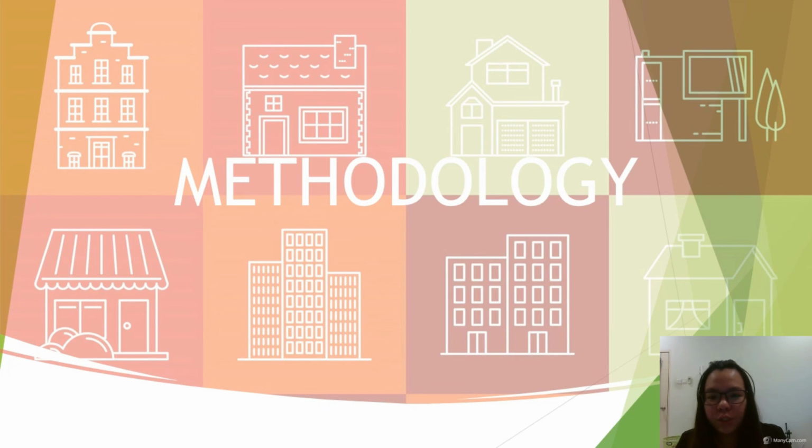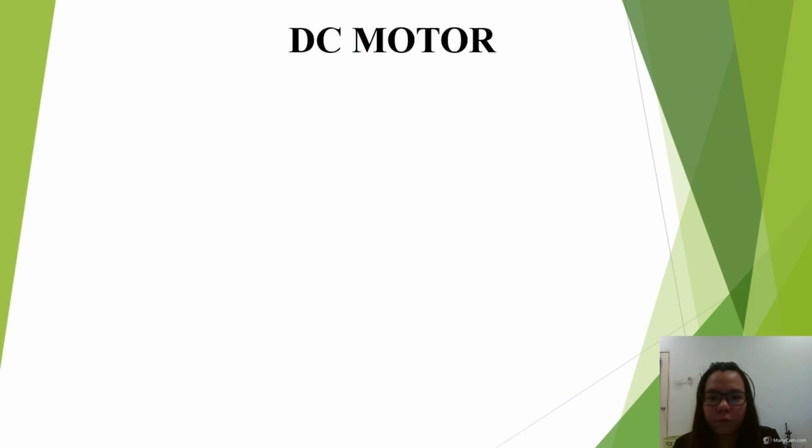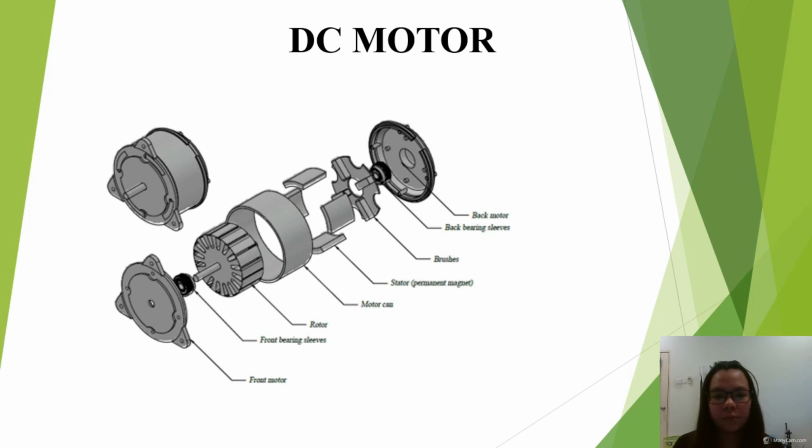My name is Natalie, so now I'm going to present on the methodology, which is the analysis of the method to do our 3D drawing of our prototype. The prototype of our group is a DC motor. As we can see from here, this is the sectional part for the DC motor, which we split into 8 sectional parts: the front and back motor can, front and back bearing sleeve, and then we have the rotor, motor can, stator, and the brushes.